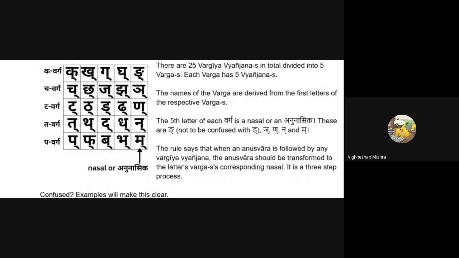The rule says that when an Anusvara is followed by any Varga Vyanjana, the Anusvara should be transformed to the Varga's corresponding nasal. Now I'll explain this again. It is a 3-step process. I'll come to this. First, you can in your mind read this again. Confused? Examples will make this clear. But till then, just read it again. So I'll give you 1 minute.